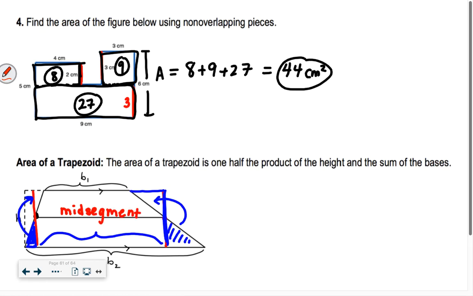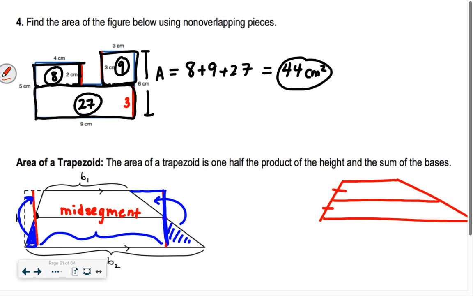And the mid-segment is directly in between the two bases. So basically, if I had a trapezoid like this, here's a midpoint right here, and here's a midpoint right here. If I connect those two midpoints, that's called the mid-segment. Does that make sense? And that mid-segment is the average of the bases. So that's what I mean by 1/2 the sum of the bases. It says 1/2 the product of the height and the sum of the bases. So I just told you the mid-segment was half of the sum of the bases. And then we multiplied by the height of the rectangle, which was h, right? That's what it looks like.